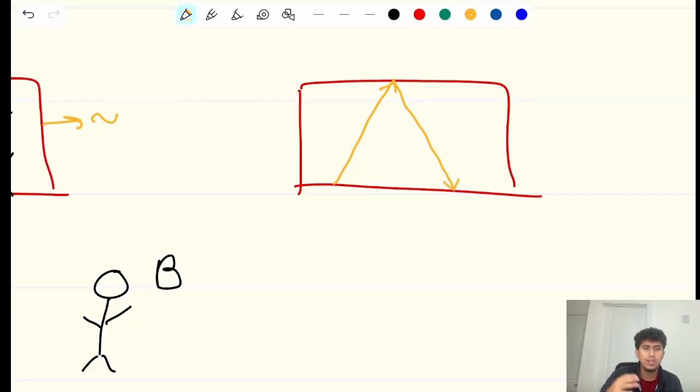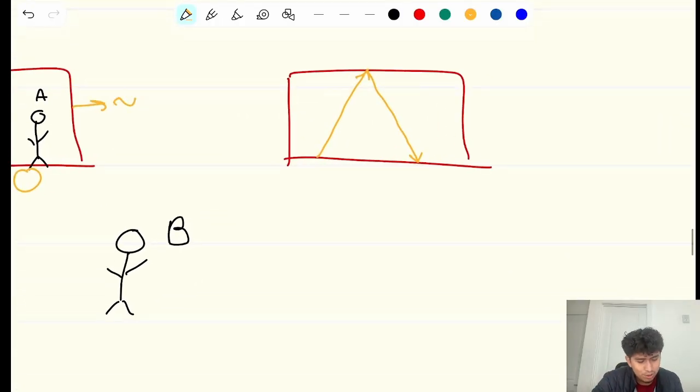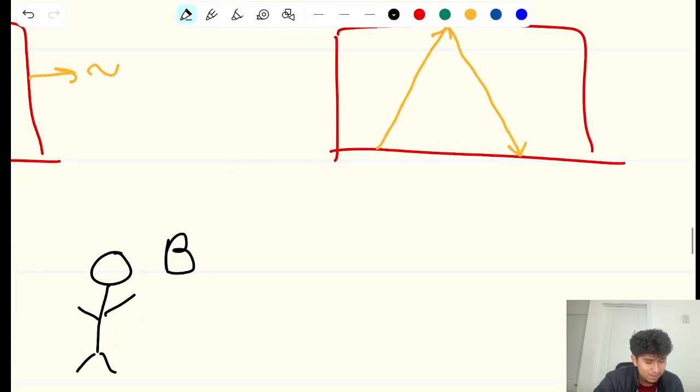If you've taken 202 or any other special relativity class, you've probably already seen this example like 10 times, but bear with me, or you can skip this part if you know all the special relativity.